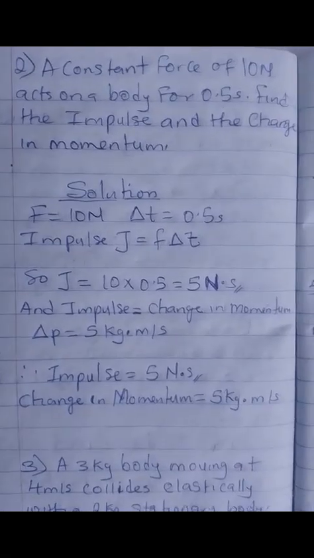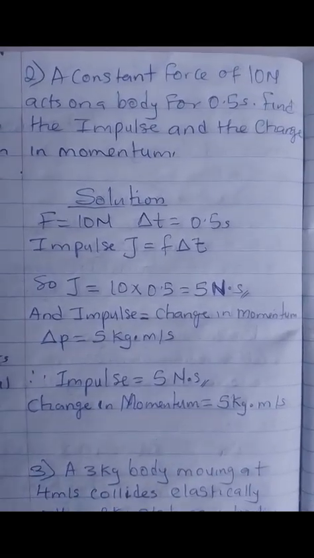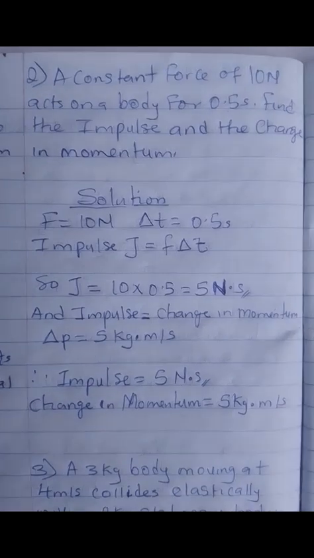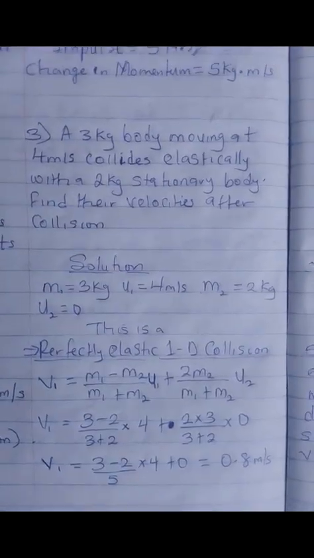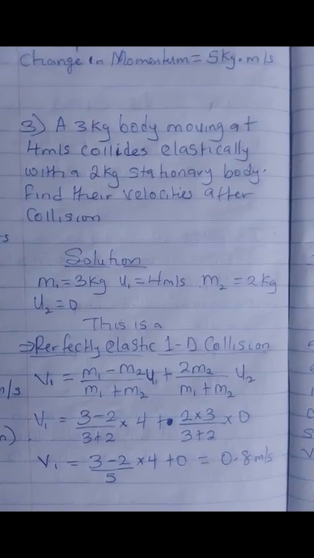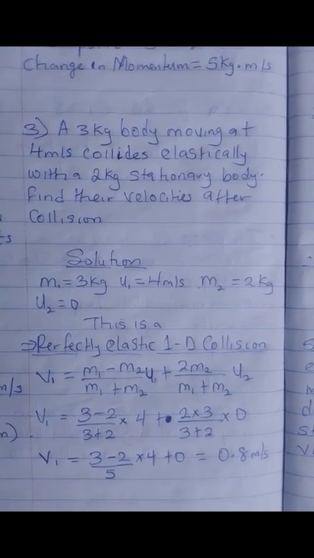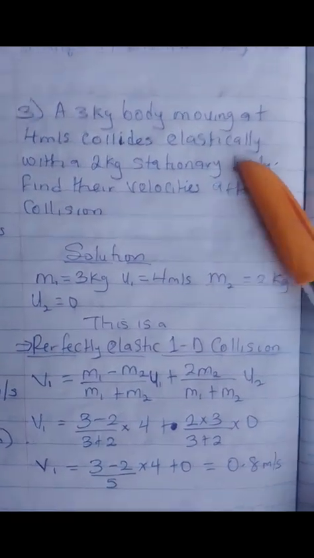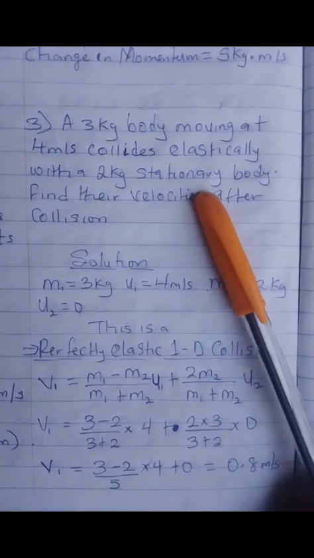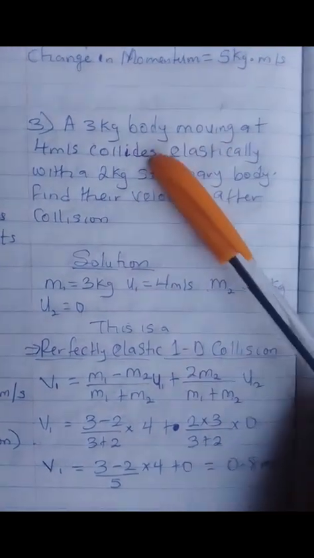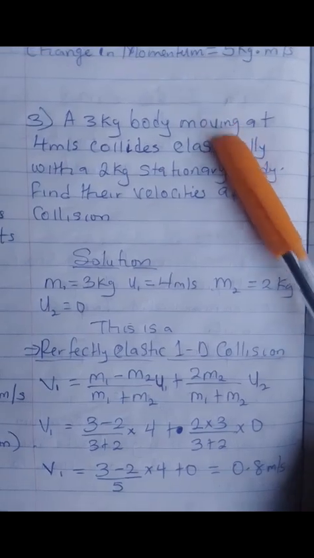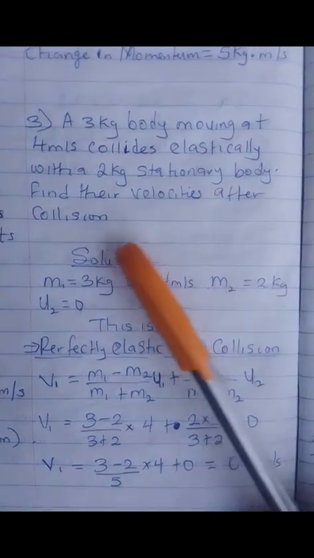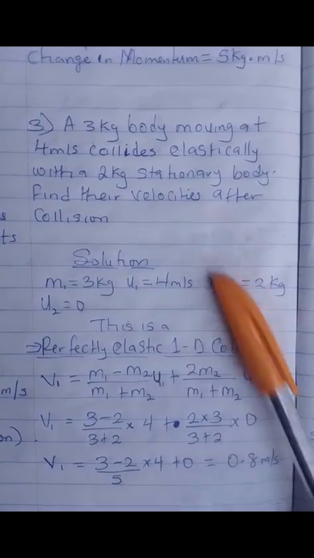Now to the third question. Another question on it, a very interesting question. A 3 kg body moving at 4 meters per second collides elastically with a 2 kg stationary body. So the first body is moving while the second body is what? Stationary. Now find their velocities after collision.